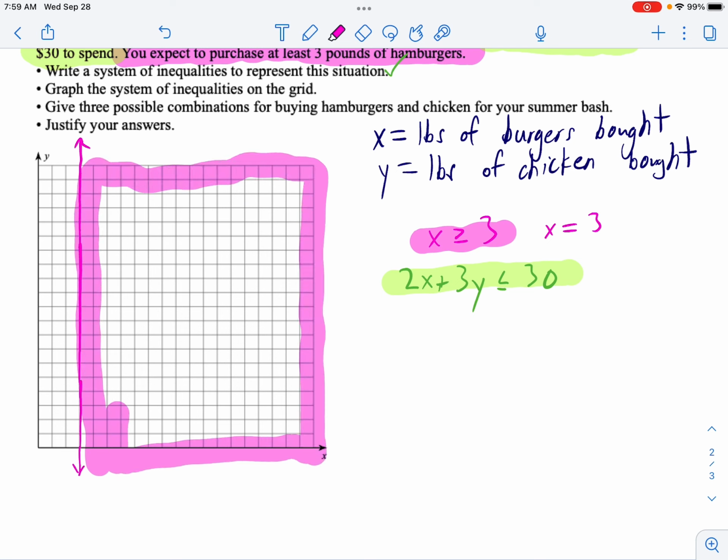Oh, man. Let me make this a little bigger. It'll take me a little bit. Ugh, drawing is so hard. There we go. Okay.